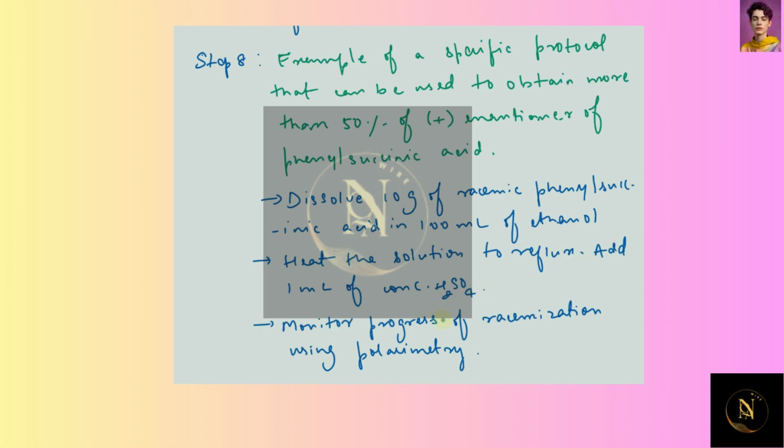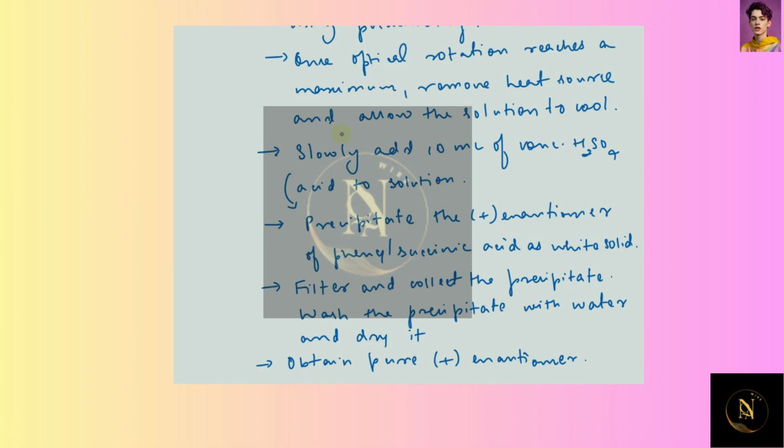After that, monitor the progress of racemization using polarimetry. Once the optical rotation reaches maximum, remove the heat source and allow the solution to cool. Then slowly add 10 ml of concentrated H2SO4 to solution. This will precipitate the plus enantiomer of phenylsuccinic acid as a white solid. Then filter and collect the precipitate. Wash that precipitate with water and dry it to obtain pure plus enantiomer of phenylsuccinic acid.